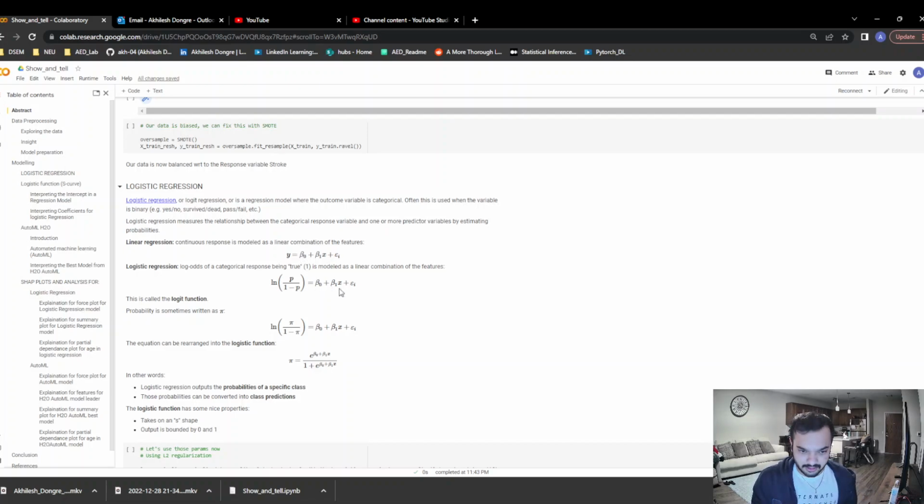If you look at the equation now, this equation represents the log odds of a categorical response being true for a linear combination of features. What does each term mean? So the log odds, that is, the log of the probability of an event happening, is equal to beta naught, which is the intercept, plus beta 1, which is the coefficient for one feature, times the feature, plus a constant.